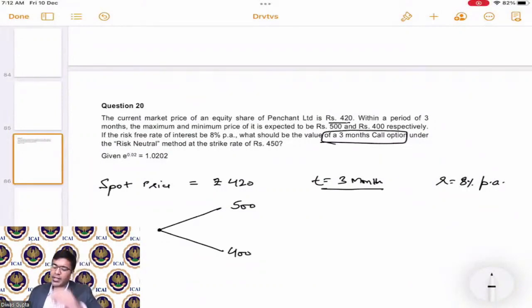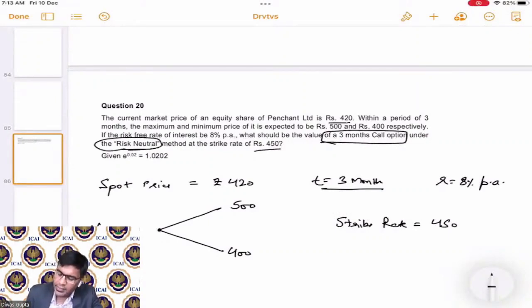T is already given as 3 months, correct? Time is already 3 months. So they are asking us to calculate the value of the call option under the risk neutral method at the strike rate of 450. So the strike rate is equal to 450. Students, don't get confused with this risk neutral method. The risk neutral method is used to calculate the probabilities, because those are risk neutral probabilities, and then we will apply the same principles of the binomial model to calculate the value.